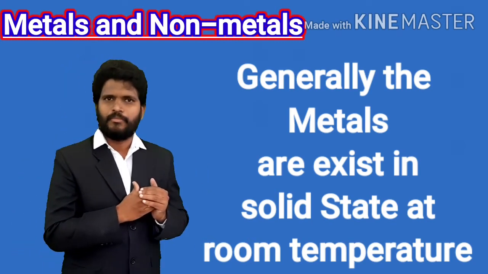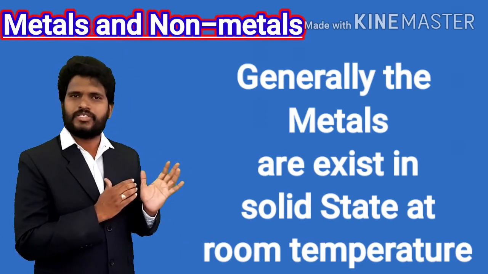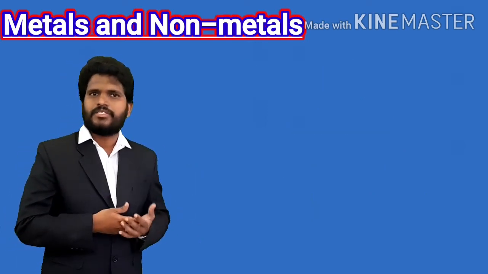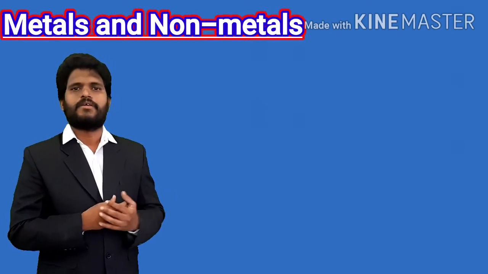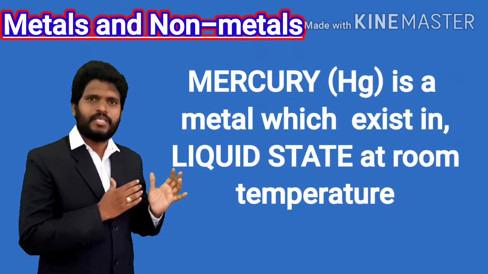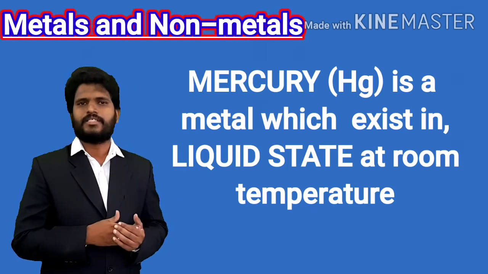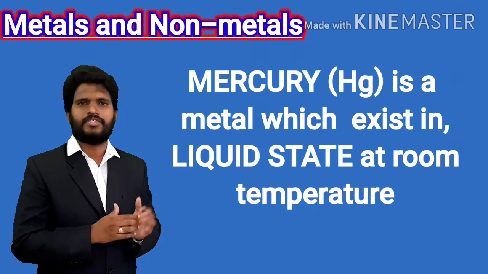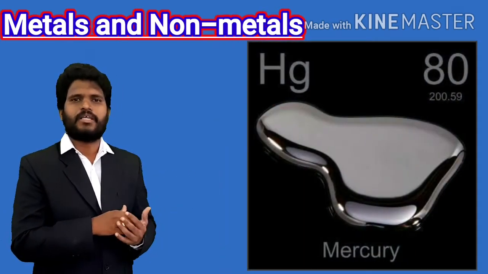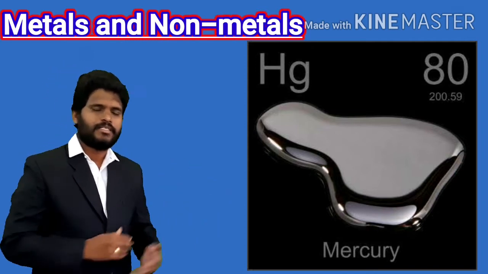Right, sir? So metals, how are they existing? Maximum they are existing in solid state. Right? Now, do all elements exist in solid state? No. So here one exception is there. What is the metal? Mercury. Mercury is a metal. The symbol of mercury is Hg. The Latin name of mercury is hydrargyrum, so the symbol came as Hg.